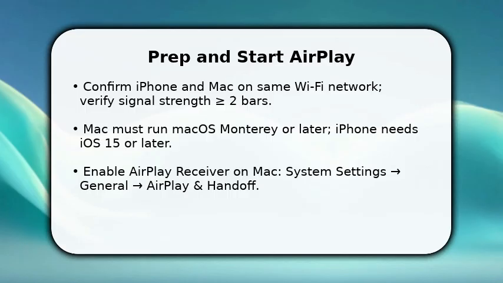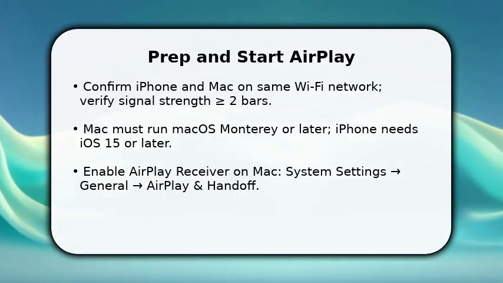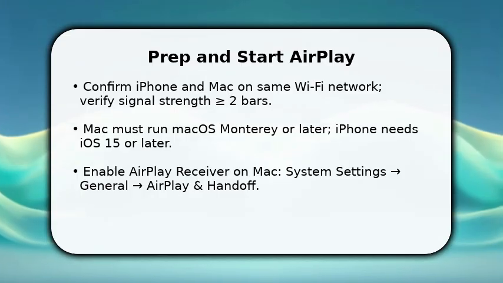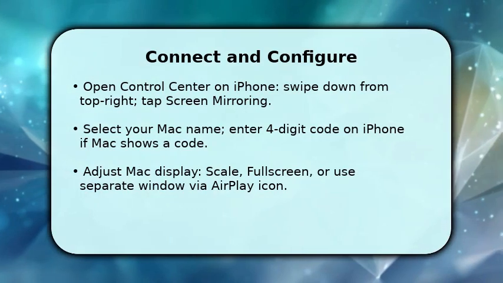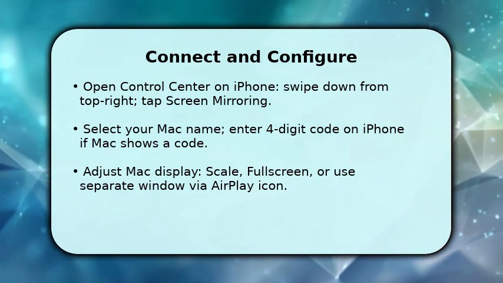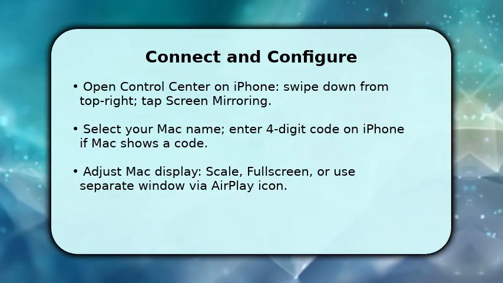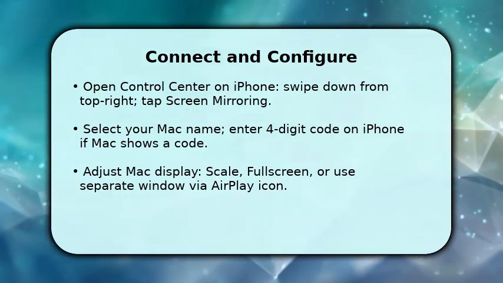Once done, open Control Center on the iPhone and locate Screen Mirroring. You're ready to pick the Mac that just appeared in the list. Now you connect and adjust settings so content looks right. From the iPhone's Control Center, tap Screen Mirroring and choose your Mac. If the Mac shows a 4-digit code, enter it on the iPhone to authorize the session.